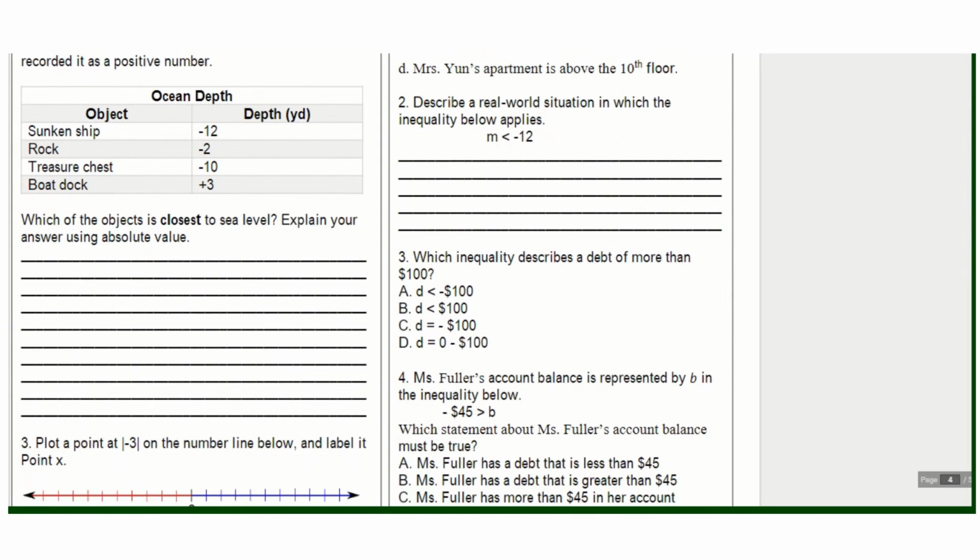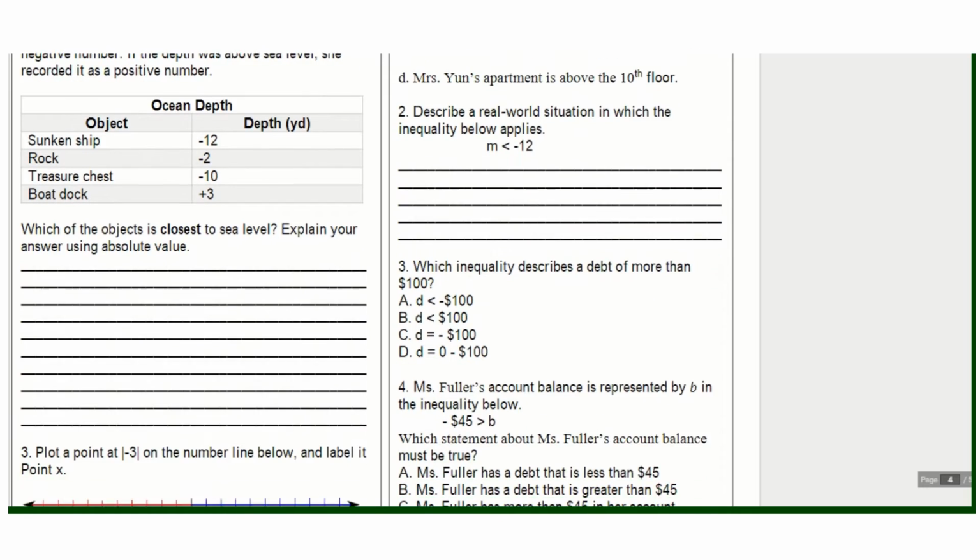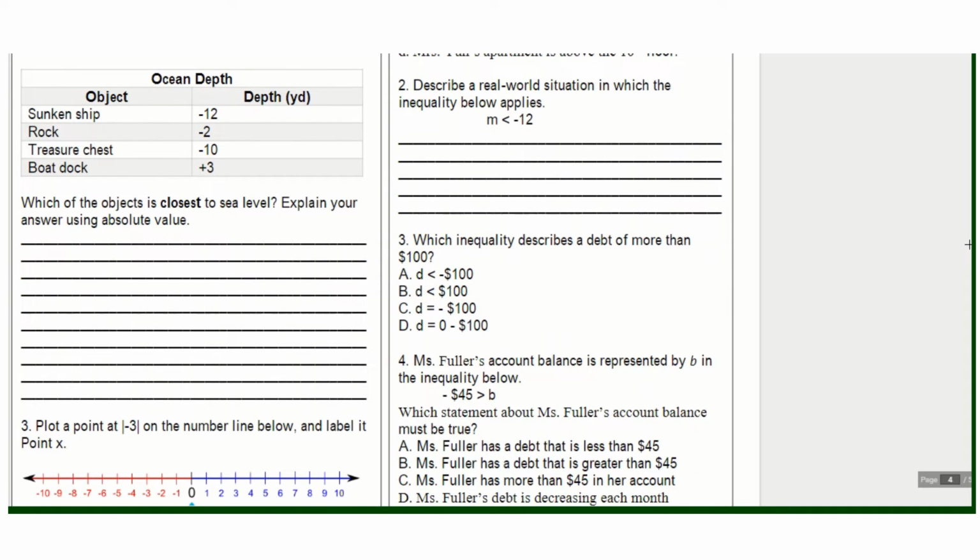So the one that's closest to sea level, what is sea level? You have to know that first. Depth is how deep. So which one of these is closest to sea level? So how far is the sunken ship from sea level? Sea level is what? 0. That's the first thing you need to know. Sea level is 0. So how far, so you can use absolute value since we're trying to figure out how far these values are away from 0. So the absolute value of -12 is equal to 12.